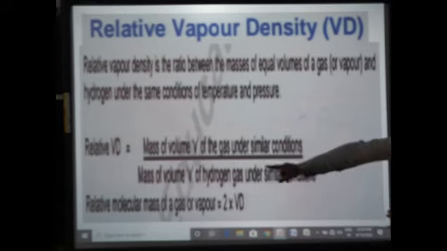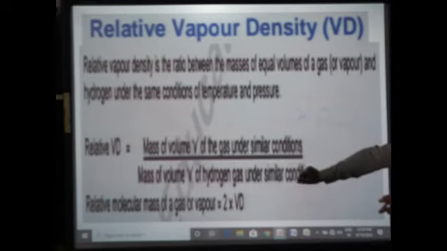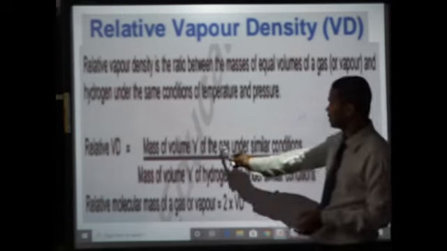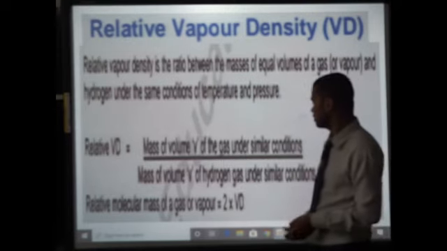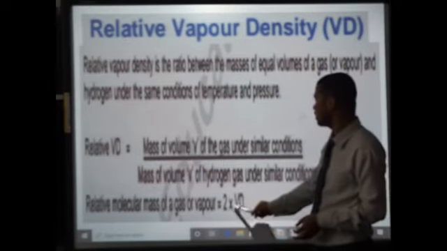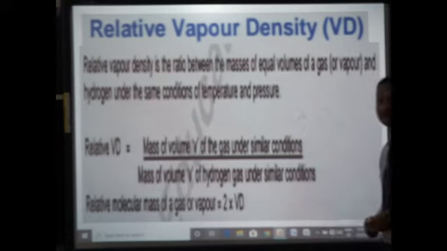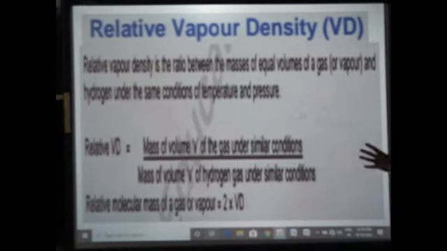Okay, then relative molecular mass of a gas, that means this, is equal to 2 into vapor density. So this is the formula that we'll be using in the days to come, in the next class most probably. So what is the formula for relative molecular mass of a gas or vapor? How to find relative molecular mass of a gas or vapor?